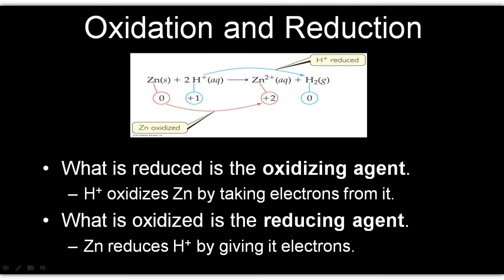And the other part of this is if something is being reduced, it's oxidizing something else. So if something is being reduced, it is called an oxidizing agent. And if something is being oxidized, it's doing the opposite to the other thing. So it's a reducing agent.